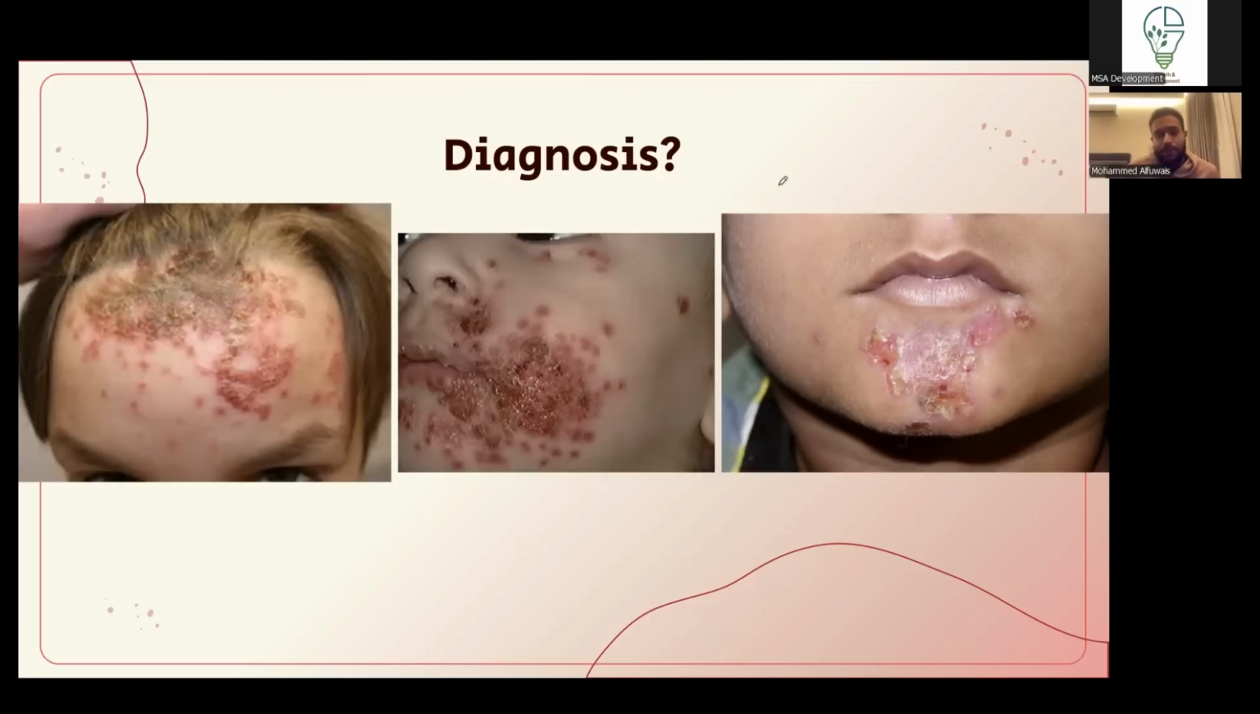Now, impetigo, there's two types. Non-bullous, bullous. What is the most common organism with both? Most common organism causing impetigo.